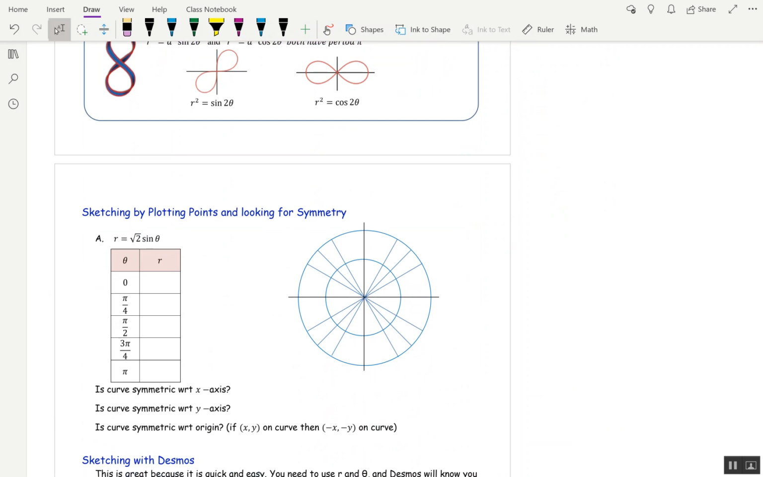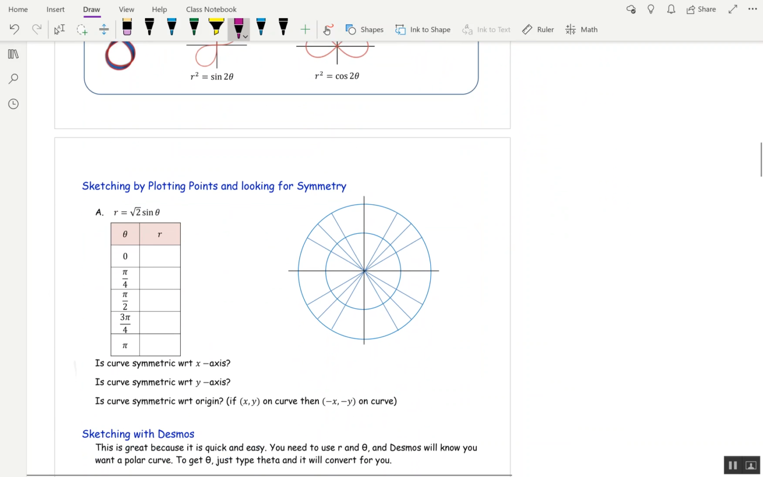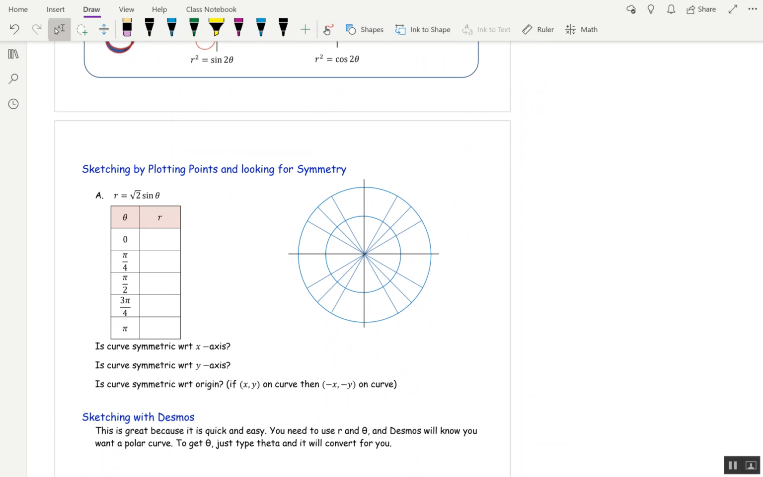So let's sketch this curve by plotting some points, and then we'll look for symmetry. Well, we know this is a circle because it's a sine theta. So we just have to figure out how it's oriented, and you can do that by just plotting some points. So I chose some values of theta. Note I only went to pi because the period is pi. So let's plug in these values of theta and see what r is. When theta is 0, r is 0. So let's plot that. That's here.